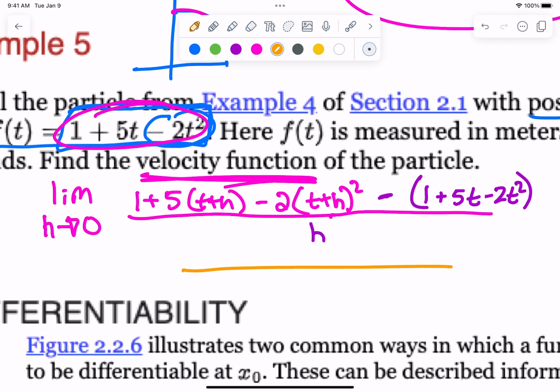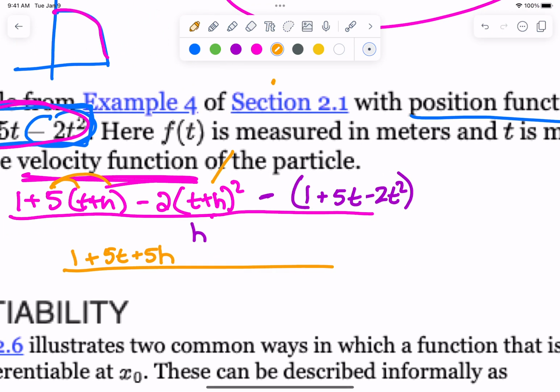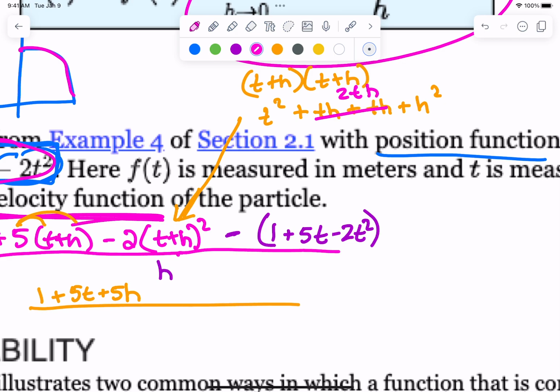So on the top, I have 1 plus, let's distribute our 5 through. So we get 5t plus 5h. All right. Then we need to FOIL this guy. I'm going to FOIL him up here. So we have t plus h times another t plus h. Okay. So t times t is t squared plus th plus another th plus h squared. All right. So my middle two pieces can be 2th. Are we doing okay so far? Am I going too fast?